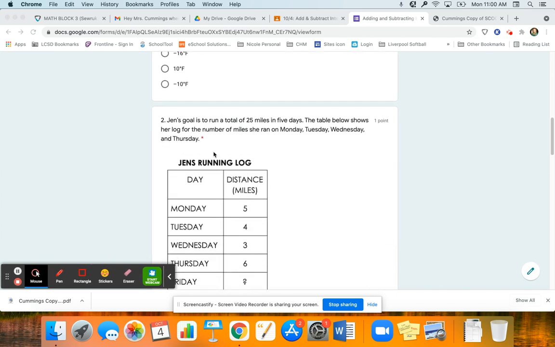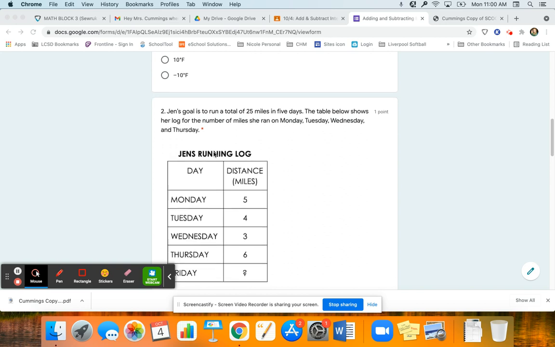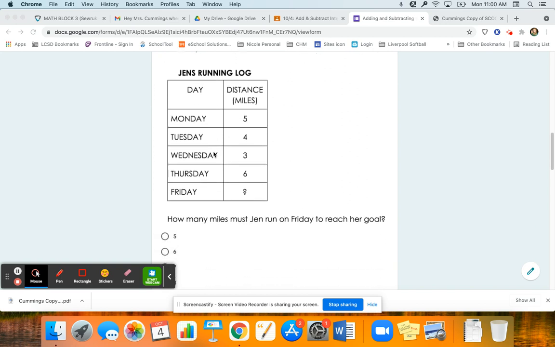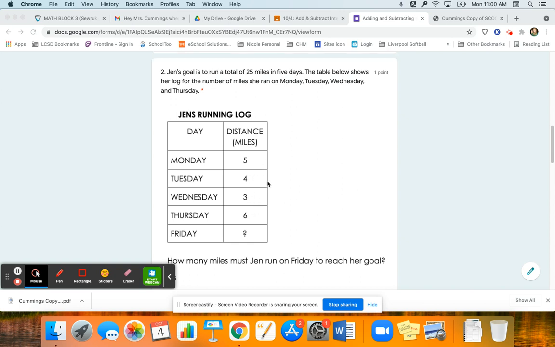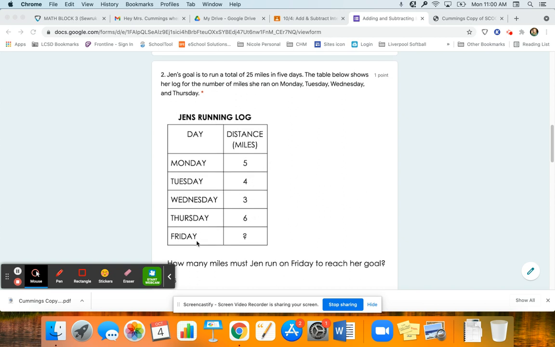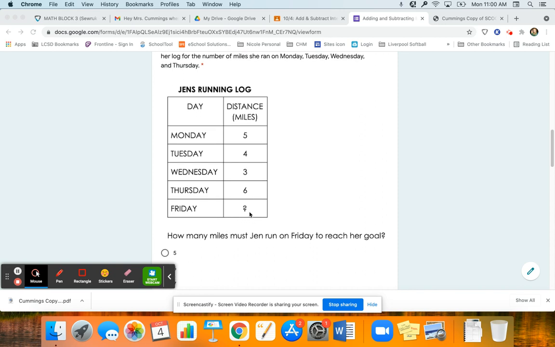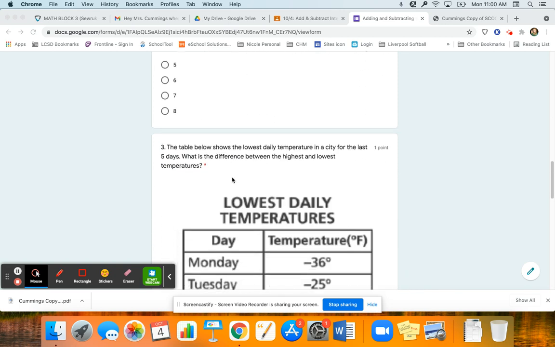Question number 2 says Jen's goal is to run a total of 25 miles in 5 days. The table below shows her log for the number of miles she ran on Monday, Tuesday, Wednesday, and Thursday. How many miles must Jen run on Friday to reach her goal? So, if I were you, I would make sure to add up the numbers for Monday, Tuesday, Wednesday, and Thursday, and then subtract the total you get from the 25 miles. That should give you how many miles she has to run on Friday.